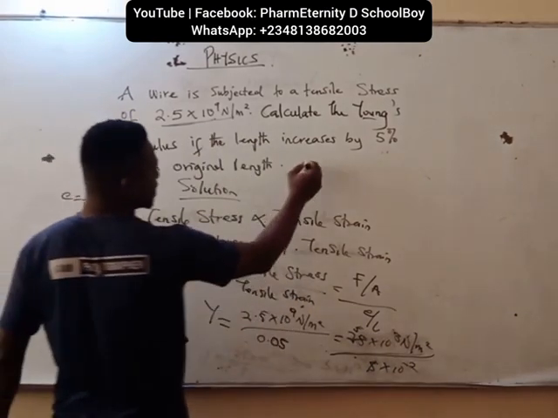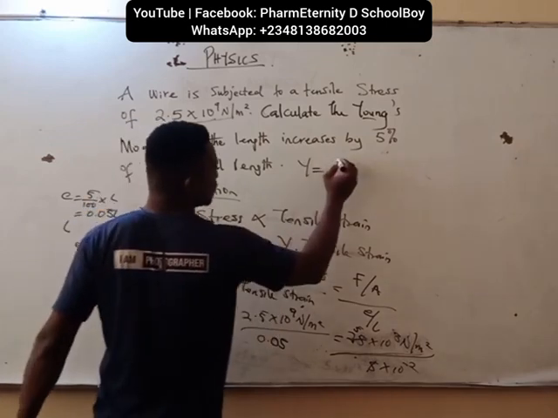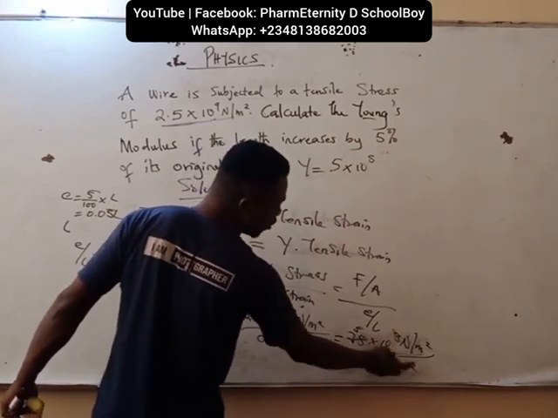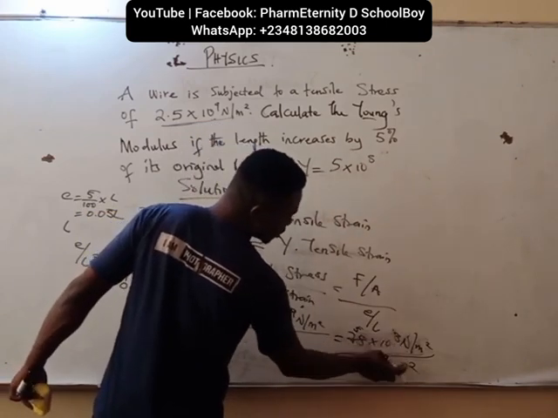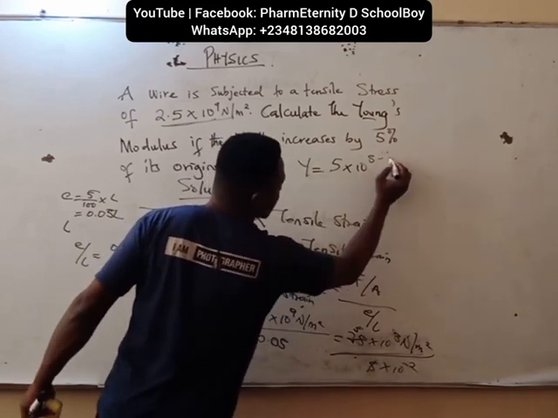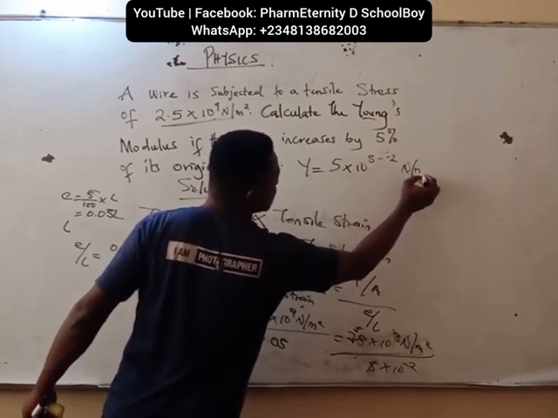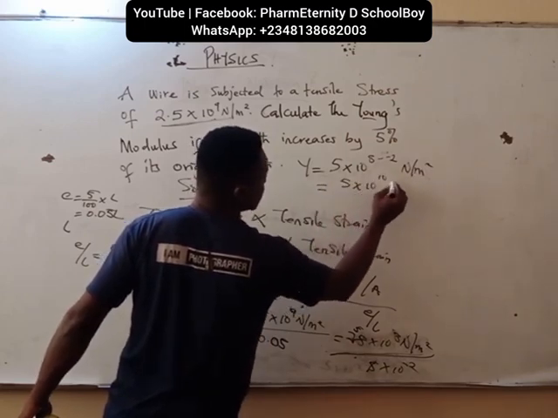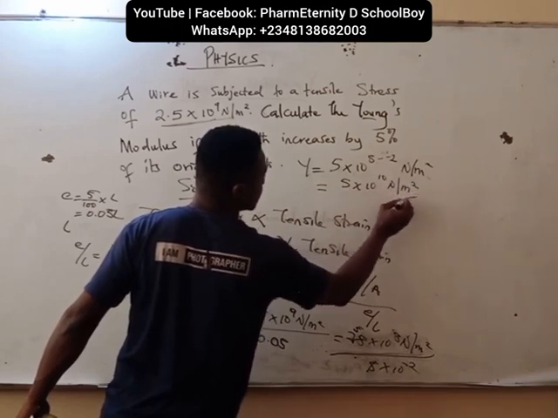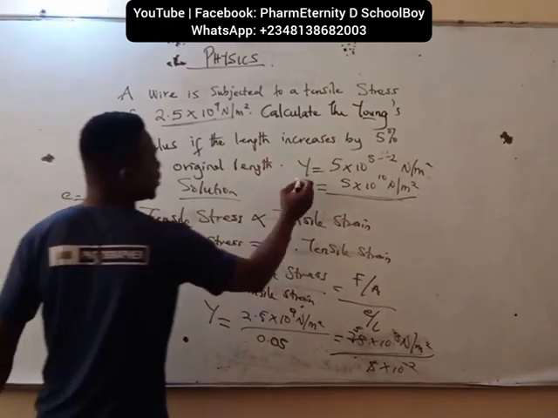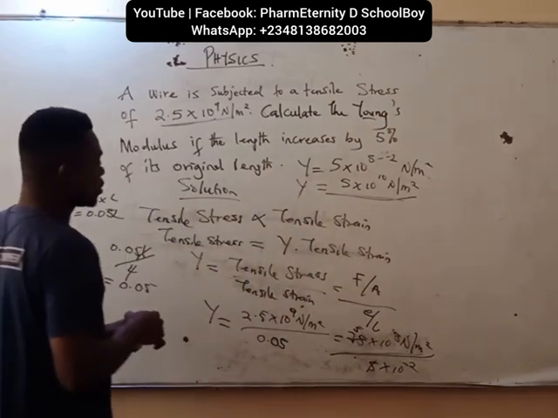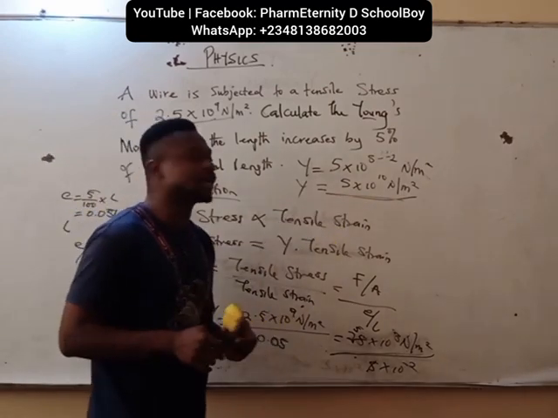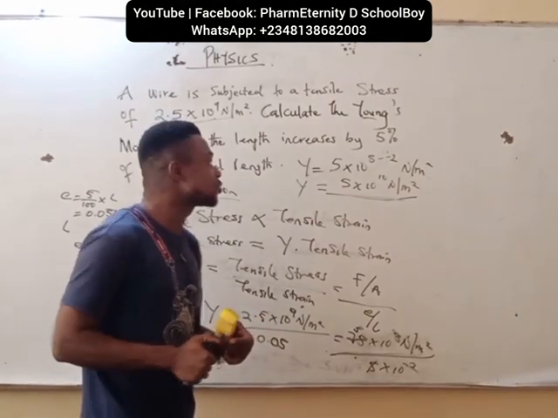So we have something like this, that Y is equal to 5 times 10 to the power 8 minus minus 2 Newton per meter squared. That implies that Y is 5 times 10 to the power 10 Newton per meter squared. This is the Young's modulus. So the answer to the question is 5 times 10 to the power 10 Newton per meter squared.